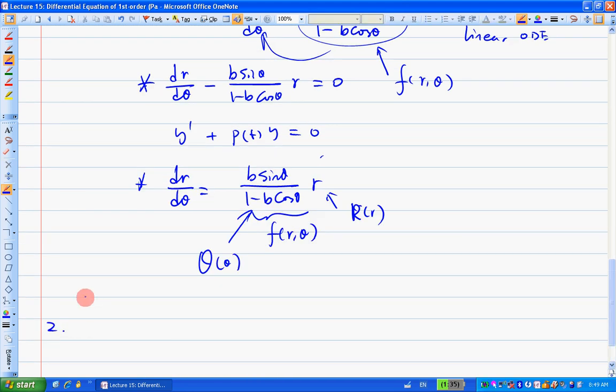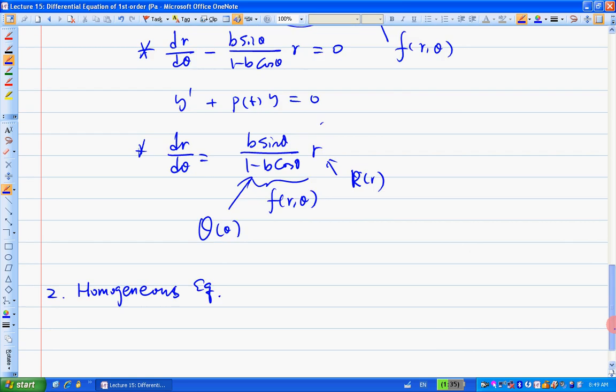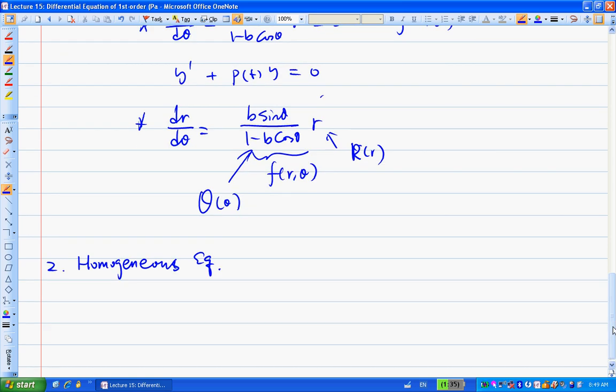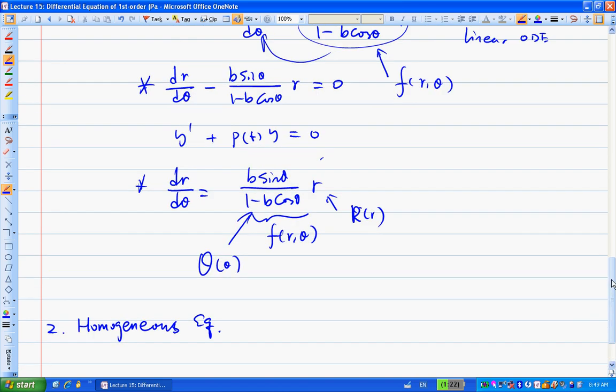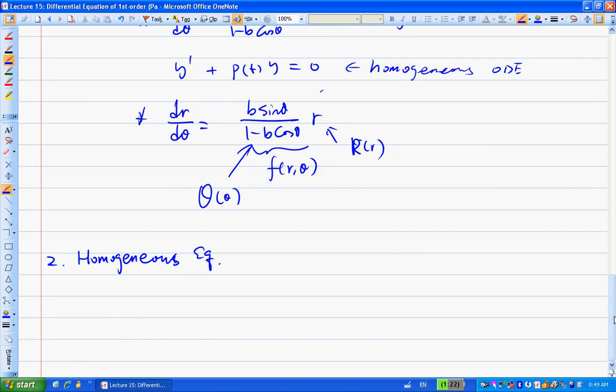I'll call it the homogeneous equation. The terminology here is a little confusing now. Didn't you just say that this is homogeneous? Yes, we call this a homogeneous ODE, ordinary differential equation. But here I don't have ODE, I just have homogeneous equation here. So we'll explain what this one looks like.